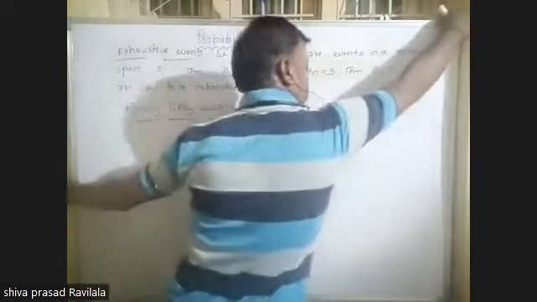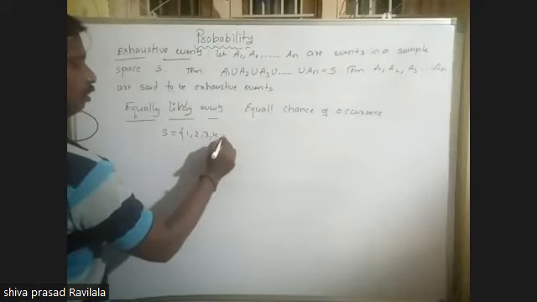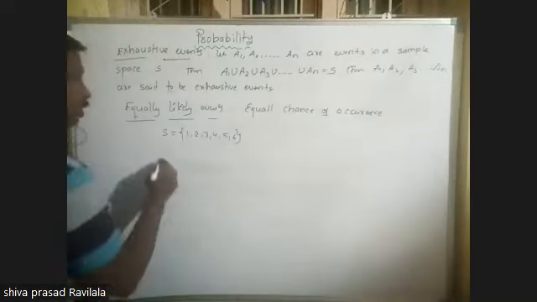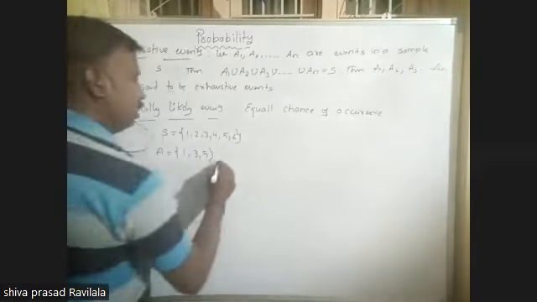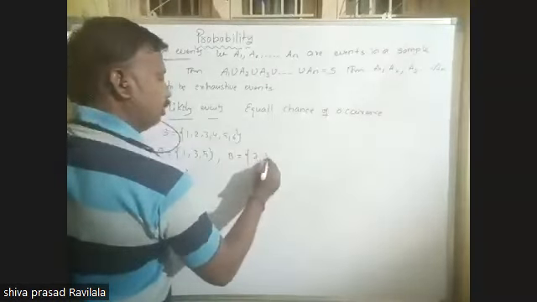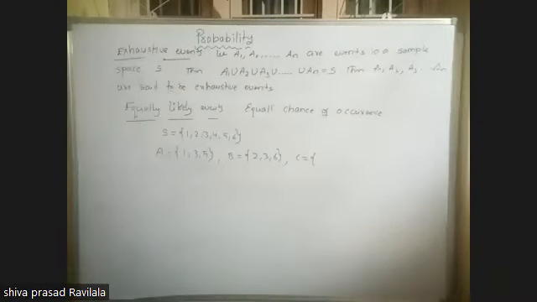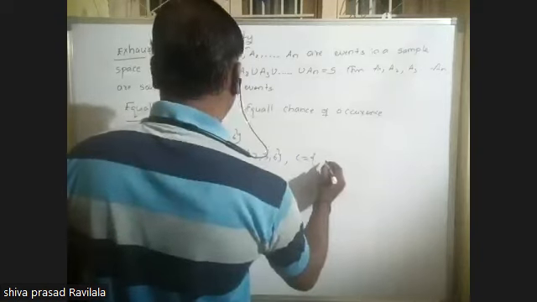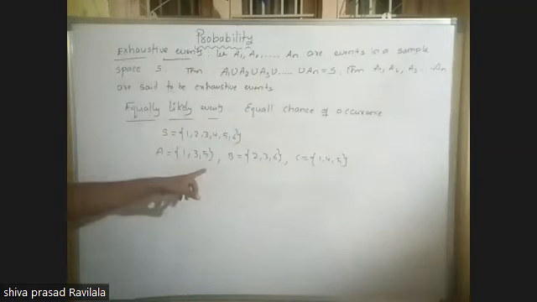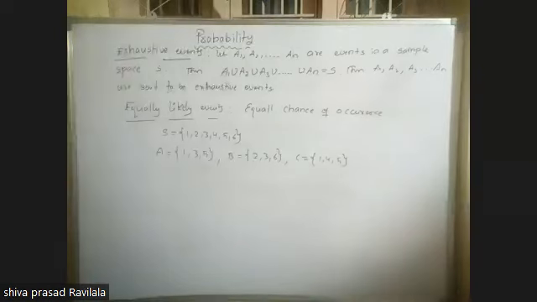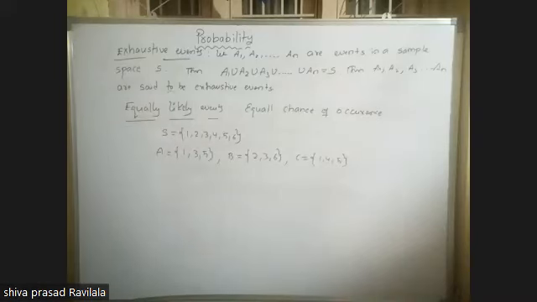Capital A is equal to, here, 3 events. Before that, sample space S is equal to 1, 2, 3, 4, 5, 6, when a die is thrown. Take A is equal to 1, 3, 5, there are 3 cases, and B is equal to 2, 3, 6. And C is equal to, here 1, 3, 5 covered, 2, 3, 6 covered. What is not covered here? 4. Therefore I'm taking 1, 4, 5. Here 1, 3, 5, 3 events; here 2, 3, 6, 3; here 1, 4, 5. Events with equal chance of occurrence are said to be equally likely events.